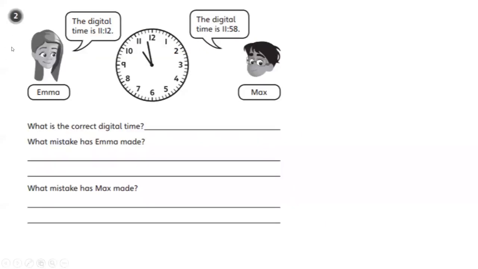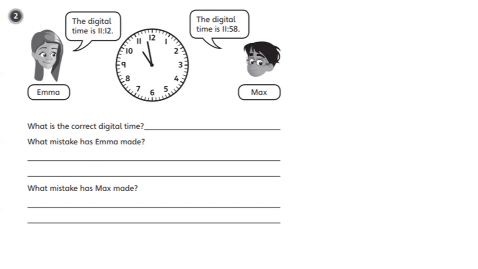Right, next question, question 2, and this is where we have an analog time, and Emma and Max have both tried to tell the time, and they've both made a mistake, and we're going to try and find out what the correct time is and what mistake Emma has made and what mistake Max has made.